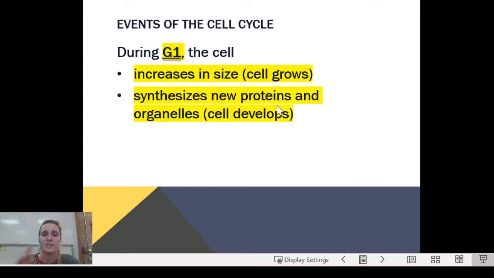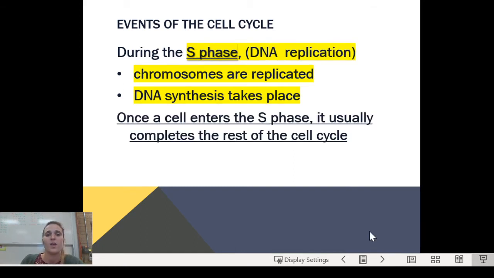So during G1, I said it before, the cell gets bigger, and then it synthesizes new proteins and organelles. It's going to develop more. So just think of G1 like when you're a baby or a child, you're growing, you're adding cells, you're getting bigger, and all that kind of stuff, okay? Now, during the next phase, the S phase, you're going to replicate your DNA, okay? Chromosomes are replicated and DNA synthesis takes place, okay? So those 2 things are important. You have your chromosomes in your nucleus, you're going to replicate those and synthesize your DNA. And once it's going into the S phase, it's going to complete the rest of the cycle. It won't stop.